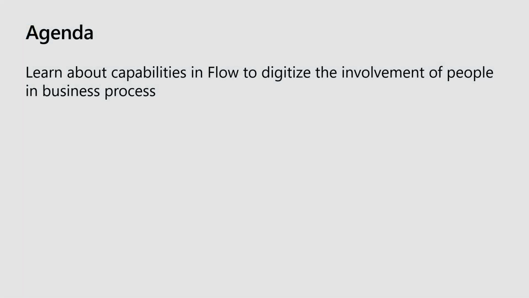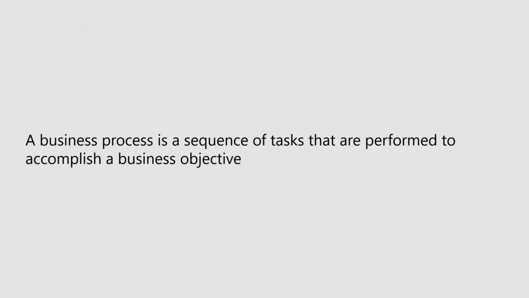So in today's session, I really hope to help all of you learn about the capabilities that Flow has to model people interaction within automated processes, about how you go about adding people inside of your business process. Speaking of which, before we dive into the human interactive element of business processes, let's talk about business process all up. A business process, quite simply, is just a sequence of tasks that you perform toward a business objective.